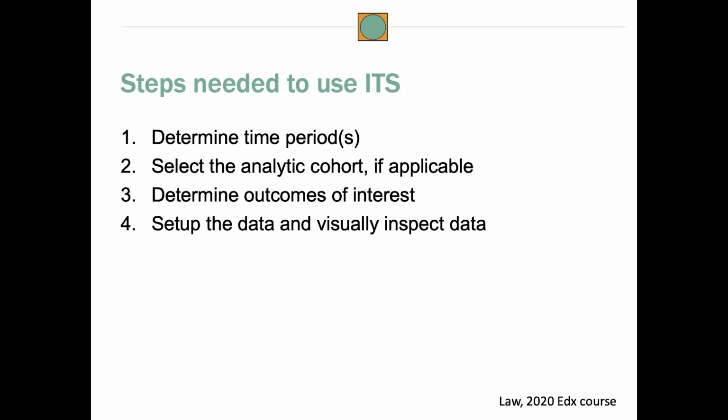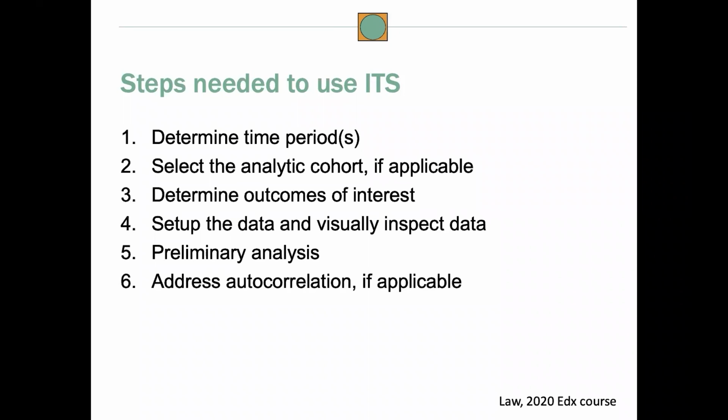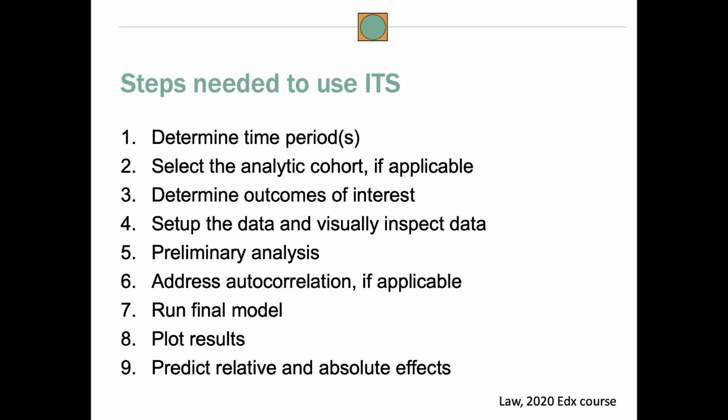And during this inspection, we want to look for outlier points, linear trends, and any other data quality issues. Next, we want to perform a preliminary analysis and also check for autocorrelation and address it if present. Then we'll run our final model, plot our results, and predict the relative and absolute effects of our intervention. Going on to the first step, which is determining time periods. So in doing so, we'll need to identify the pre and post period, time since the study started, and then also the time after the policy began.